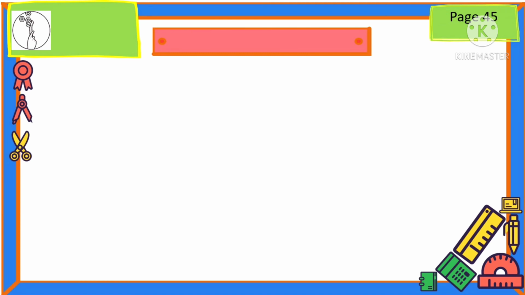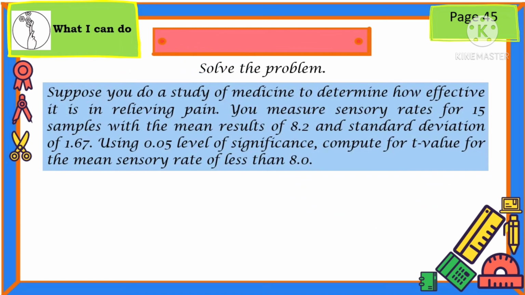And on page 45, solve the problem. Suppose you do a study of medicine to determine how effective it is in relieving pain. You measure sensory rates for 15 samples with the mean results of 8.2 and the standard deviation of 1.67. Using 0.05 level of significance, compute the t-value for the mean sensory rate of less than 8.0.